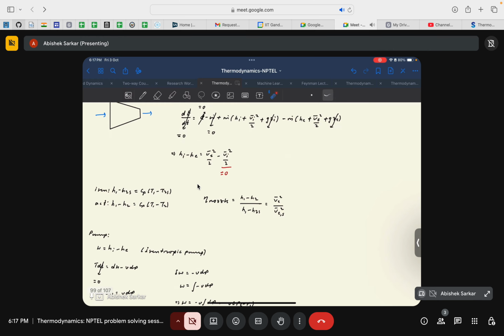So in the case of the nozzle as well, we define the isentropic change in the enthalpy as H1 minus H2s, or Cp times (T1 minus T2s), and the actual change in the enthalpy as H1 minus H2, or Cp times (T1 minus T2). The isentropic efficiency of the nozzle is represented by (H1 minus H2) divided by (H1 minus H2s), or V squared by Vs squared. Okay, so that's how we represent the isentropic efficiency of the nozzle.